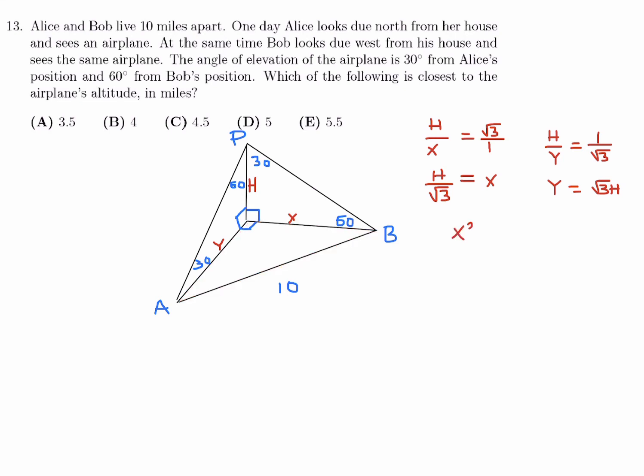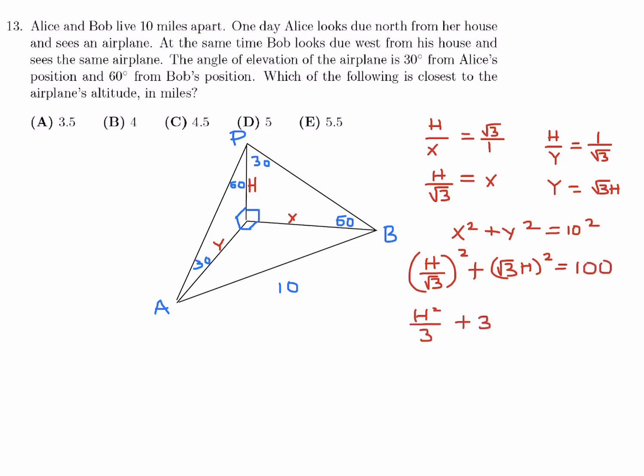So x squared plus y squared is equal to 10 squared. x is h over root 3 squared plus y, which is root 3h, all squared. 10 squared is 100. So this is h squared over 3, and this is 3h squared, is 100. Multiply through by 3, and you get h squared plus 9h squared is equal to 300. 10h squared is equal to 300, and therefore h squared is equal to 30.